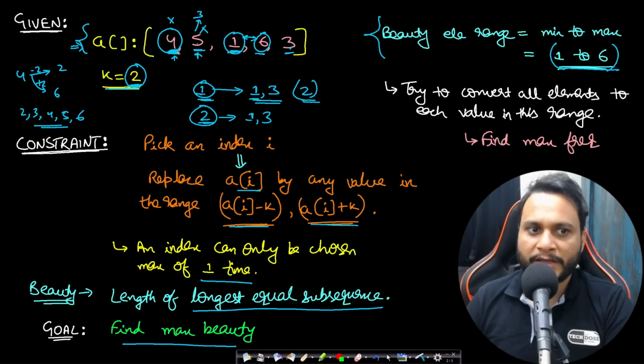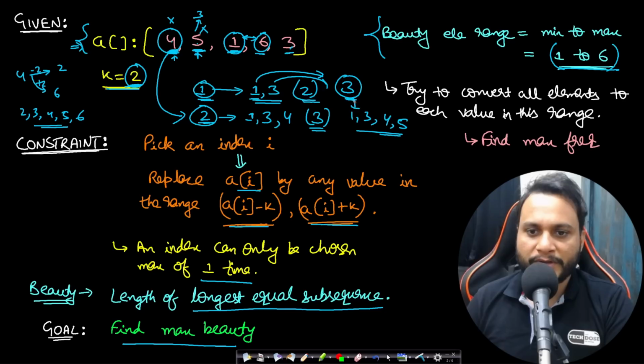And then 4 can also get converted to 2 because the distance between them is less than or equal to k. So 4 can also get converted, and in this case the count will be 4. If you choose 3, then you will find that 1 and 3 can both get converted to 3. So 1, 3, 4 can also get converted to 3, as well as 5 can get converted to 3, because the absolute difference between all of these elements is less than or equal to k. Right. So the answer in this case is 4.